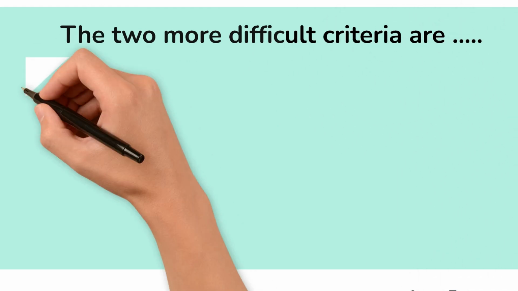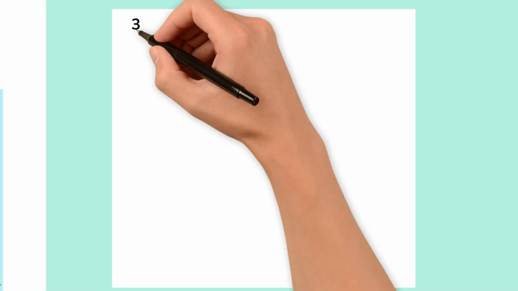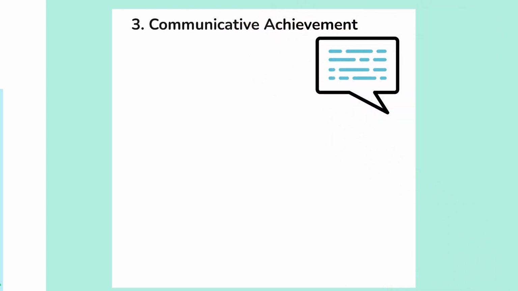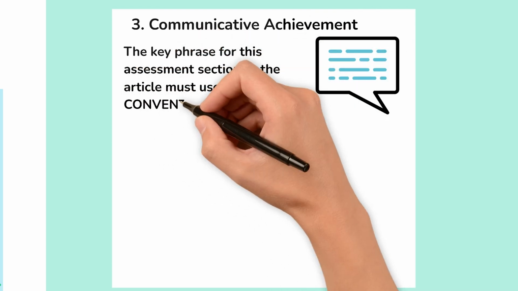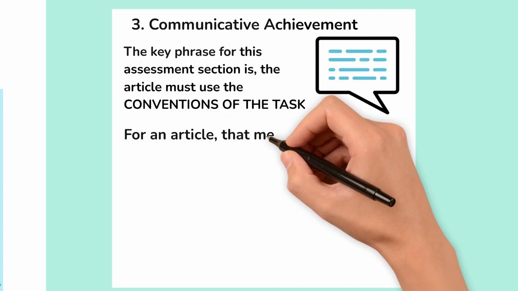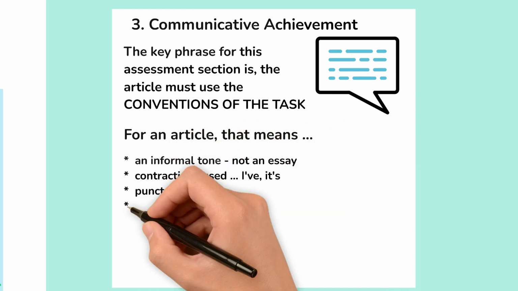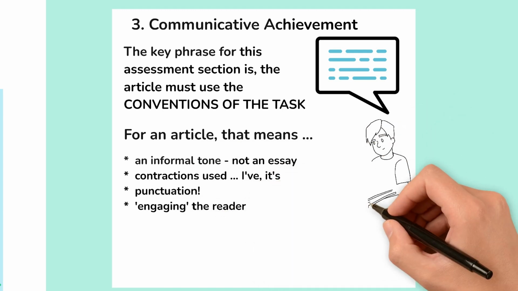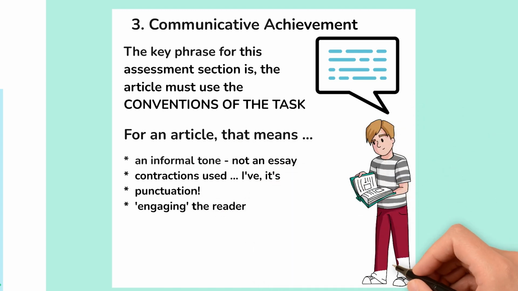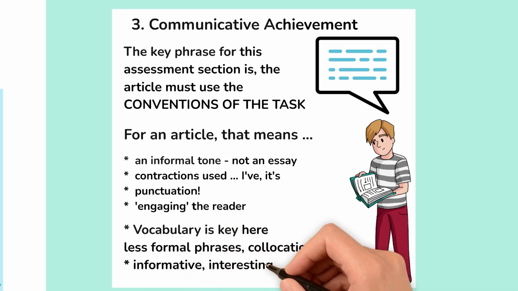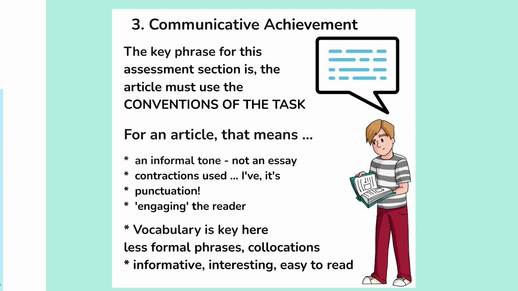The other 2 sections are a little bit trickier. First up, we have communicative achievement. The examiner looks at your use of the conventions of the task. So, for an article, that means it has to be an informal piece. It's a casual piece of writing. We can achieve this through contractions and punctuation. Most of all, though, we need to engage the reader. And we do this by using interesting vocabulary. We could ask the reader a question, talk directly to them, and use interesting phrases. We need to keep it interesting and informative for the reader.